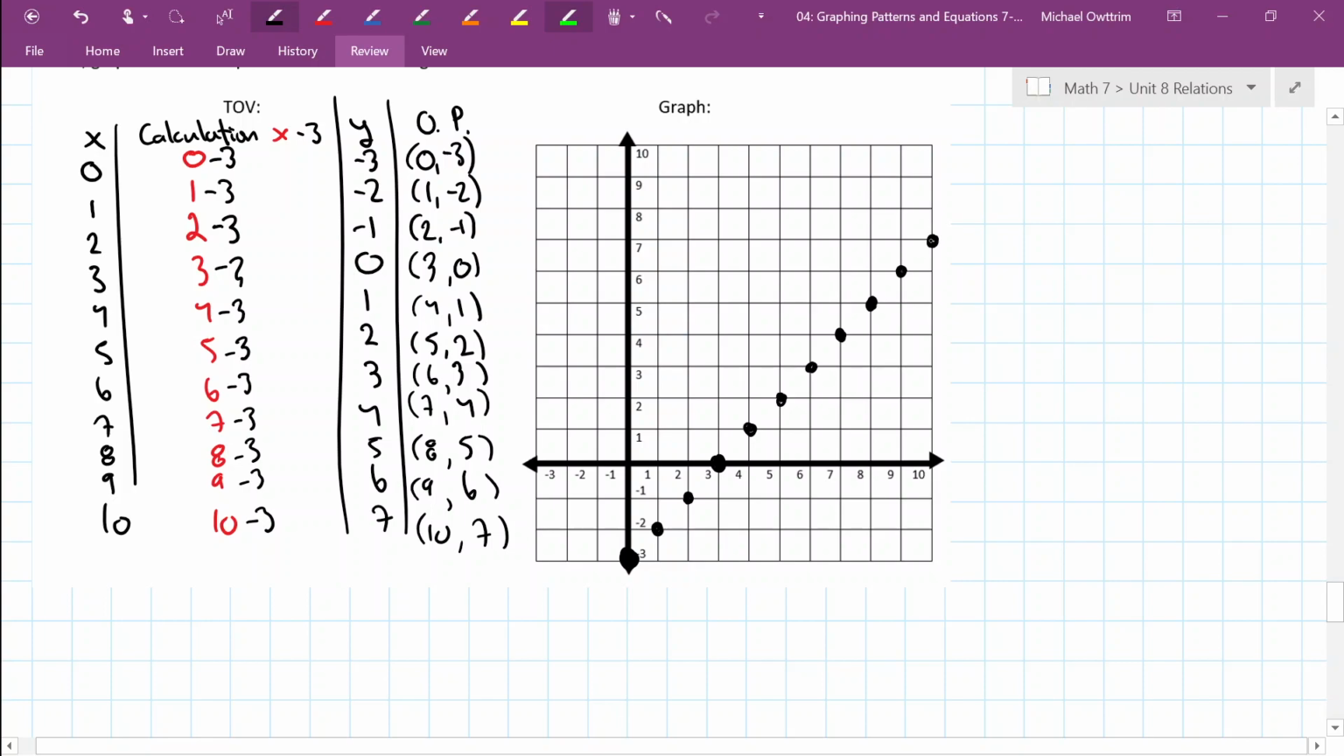And notice, of course, that this does form a straight line, which all of our relations should. So I hope that's helped you with your basic understanding of how to graph ordered pairs and relations on a coordinate grid.